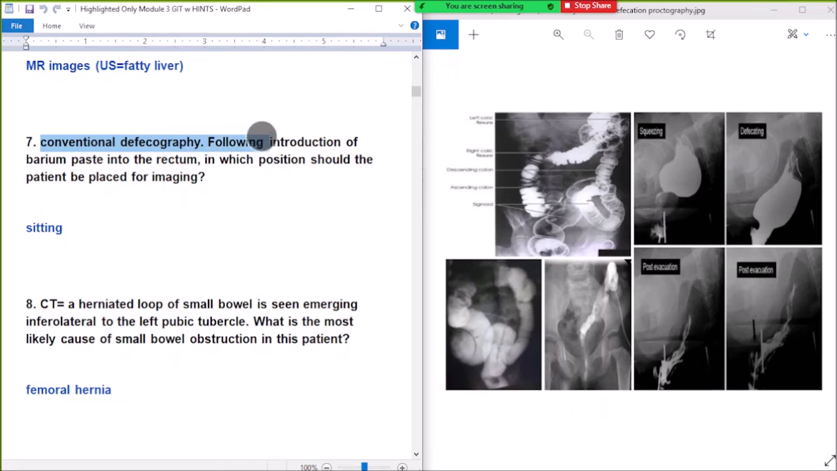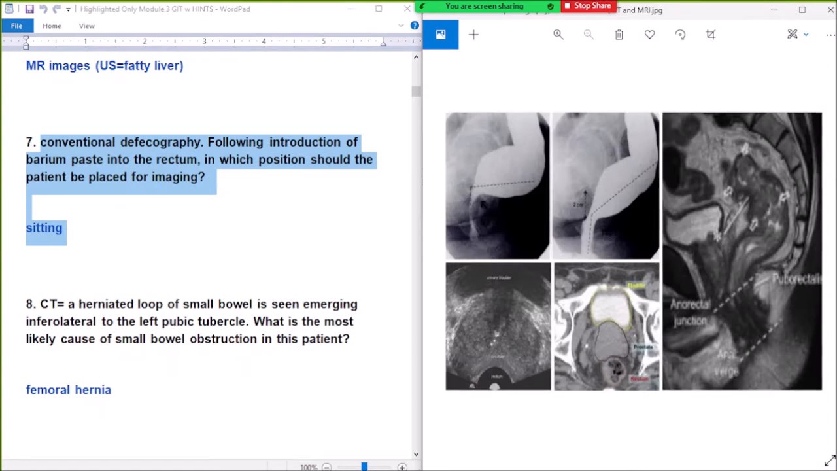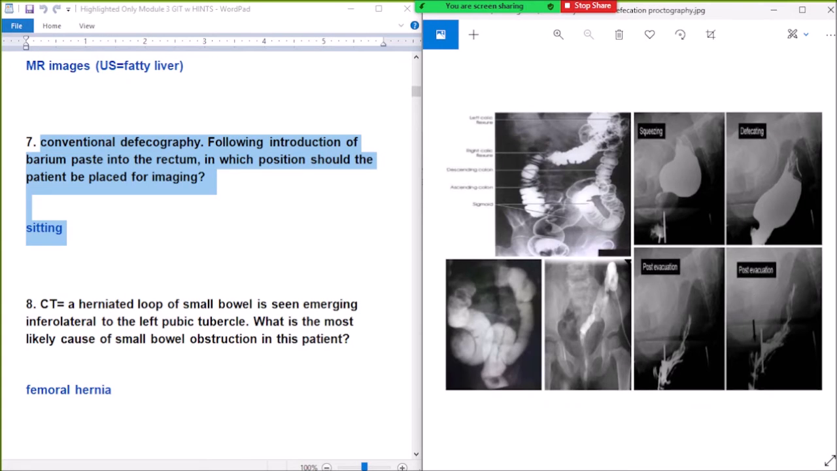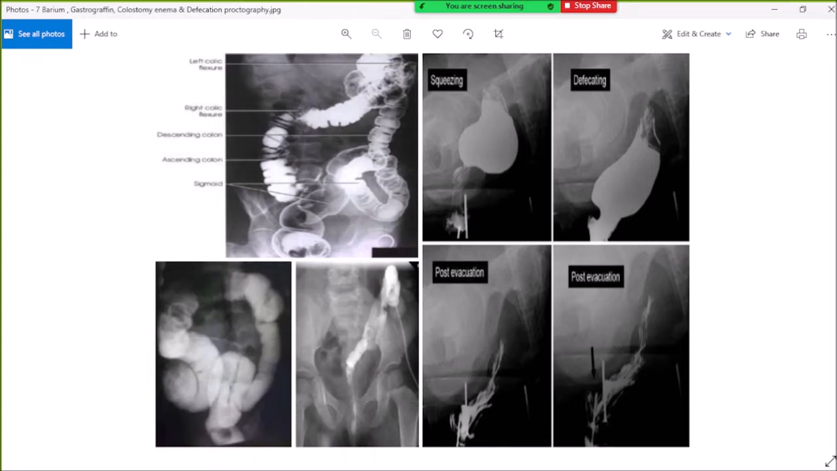Conventional defecography. For introduction of barium into the rectum, in which position should the patient be placed for imaging? Sitting. Okay, so this is a defecography instrument, so the patient sits on this. Now, these are also images of proctography or defecography.